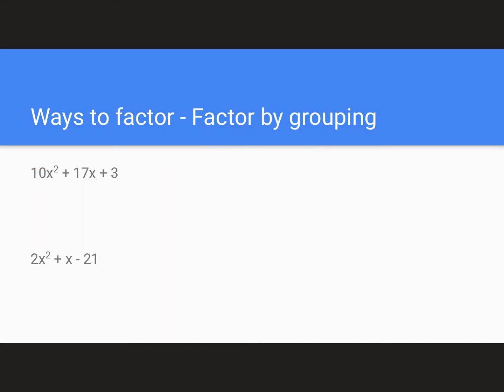What if they don't have a common factor? The other way of doing this is called factoring by grouping. So remember that this is ax squared plus bx plus c, because we're going to need to know this. We are going to look for a factor pair of AC. So I need the factors of AC that add to B. So I need factors of A times C that add to B.